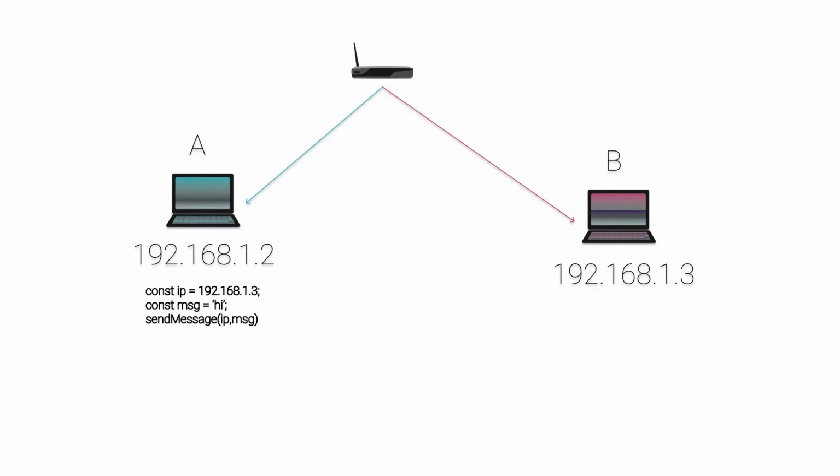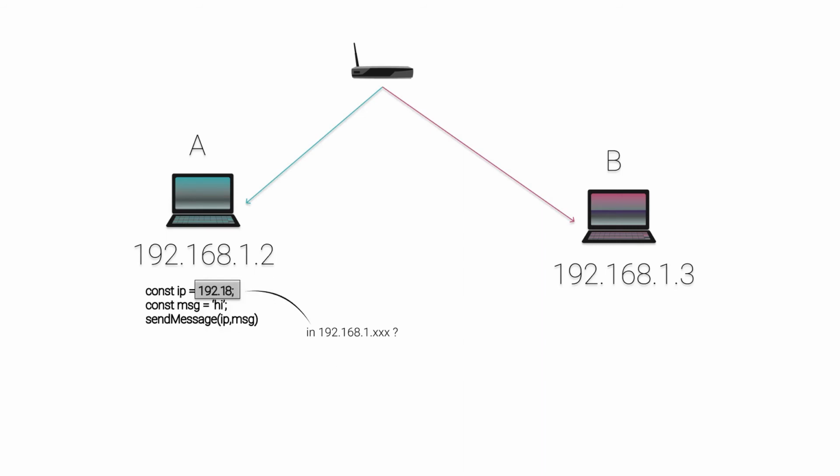Now let's consider that I'm going to write code in device A to send a message to the IP address 192.168.1.3. While executing the code, what device A is going to do is take that IP address and check if that IP address is present within the same subnet. If it is present within the same subnet, then it's directly going to send the message to device B. Of course, it's going to take place through the router, but let's abstract away all the background protocols.